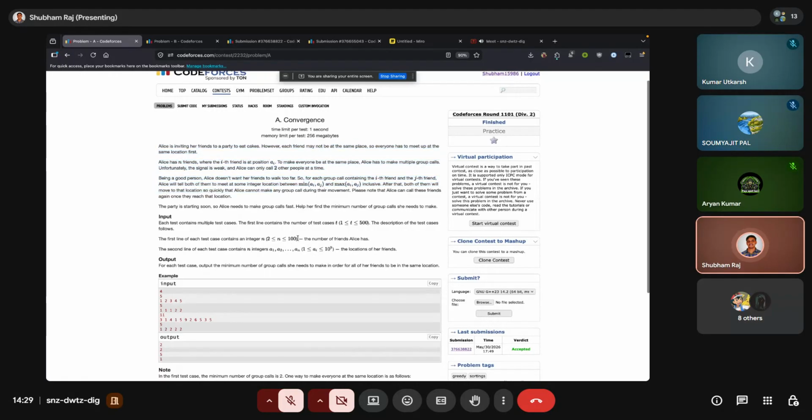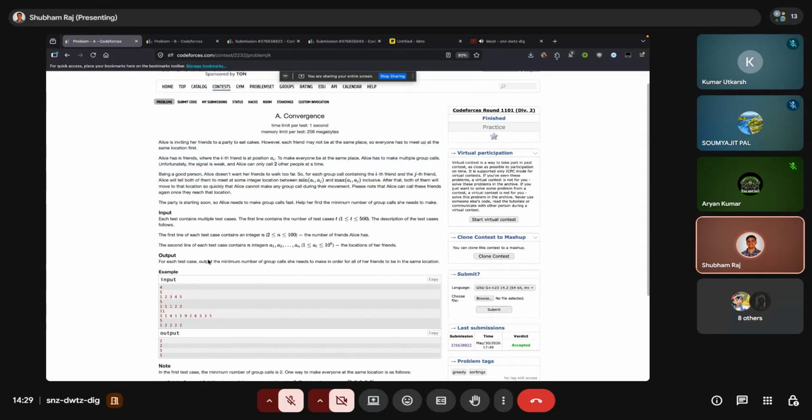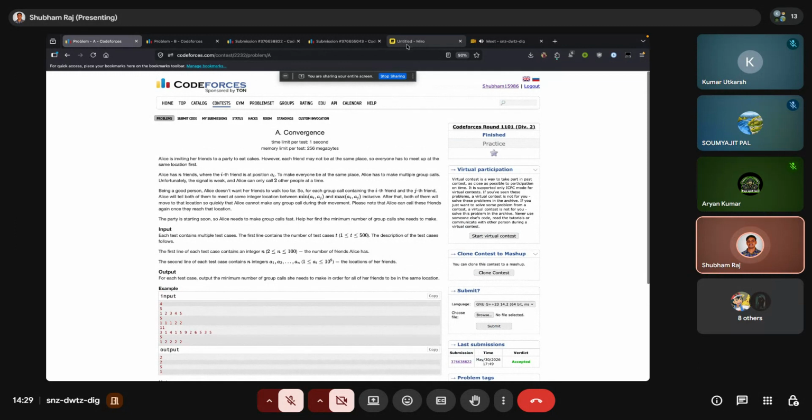As we clearly see, the constraints of the question are very low, so we can do a brute force approach. Let me first visualize what the question is saying.